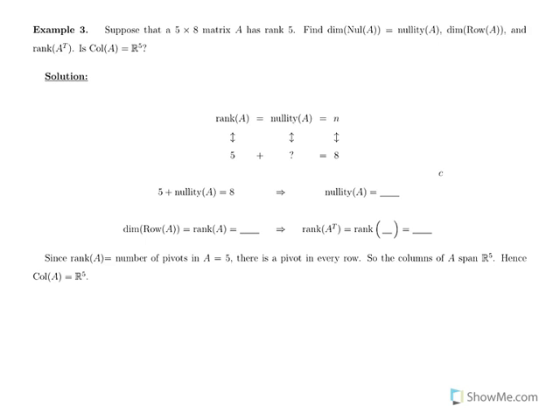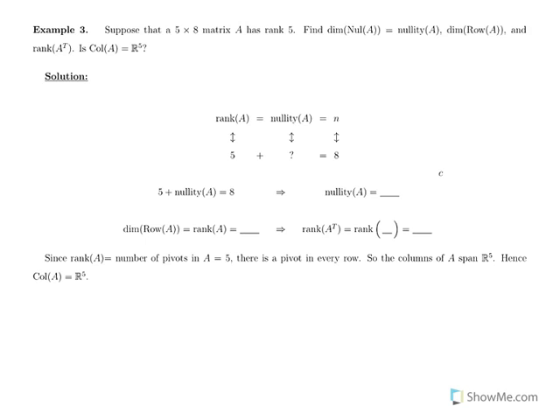So let's look at another example. Suppose that we have a 5 by 8 matrix A, and it has rank 5. We're going to find the nullity of A, the dimension of the row space of A, and the rank of A transpose. And then we're going to ask the question, is the column space of A R5?